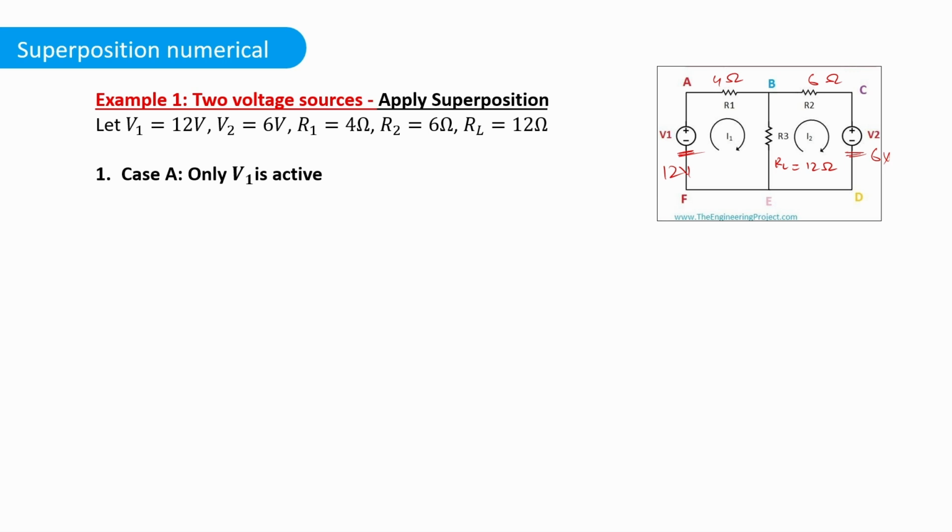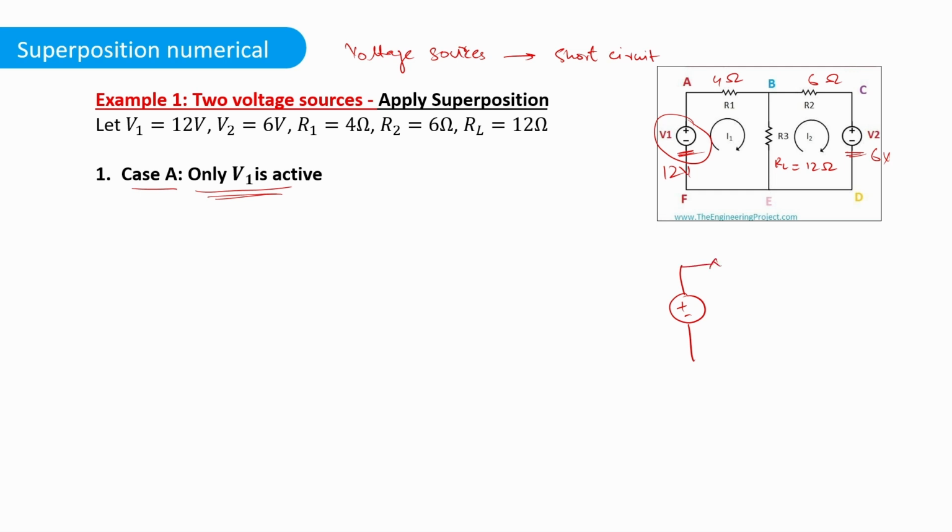So first of all, we will do the first case. In first case, we only assume that the first voltage is active and the second one is inactive. So when the second one is inactive, we have to see if it is a voltage source or a current source. If it is a voltage source, as we can clearly see over here, voltage sources are actually short circuited. Remember this, okay? Short circuit.